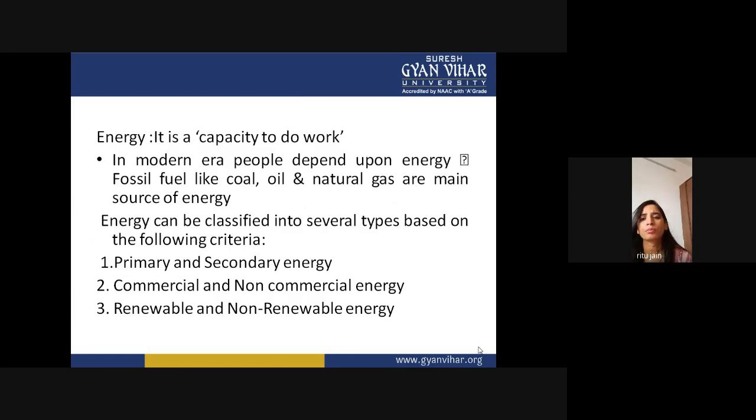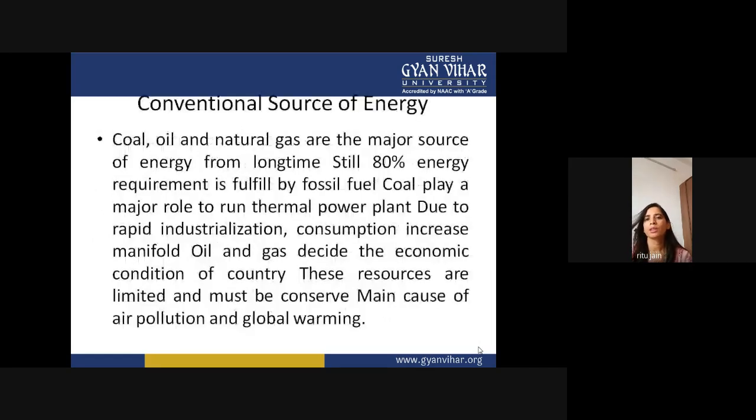Next, energy can be classified into several types based on the following criteria: primary and secondary energy, commercial and non-commercial energy, renewable and non-renewable energy. First I will discuss the conventional sources of energy. Coal, oil, and natural gas are the major sources of energy which we have been using for a long time, and still 80% of energy generation is through these fossil fuels or conventional sources.